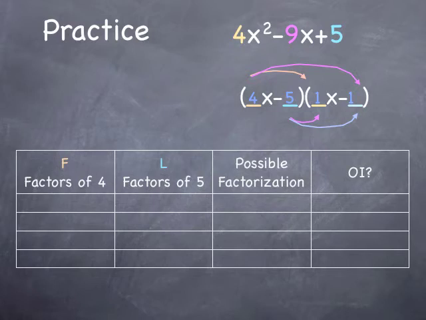What you should have gotten for this is 4x minus 5 times 1x minus 1. If you have these two binomials swapped in their order, in other words, if you showed 1x minus 1 first and 4x minus 5 second, that's okay because multiplication is commutative.